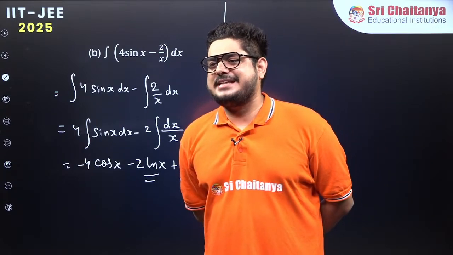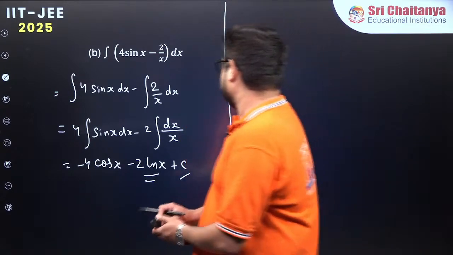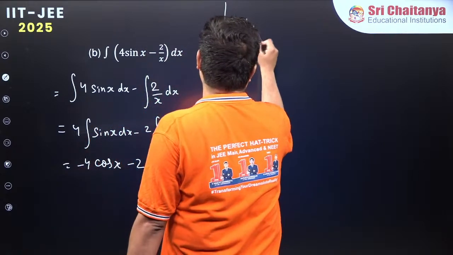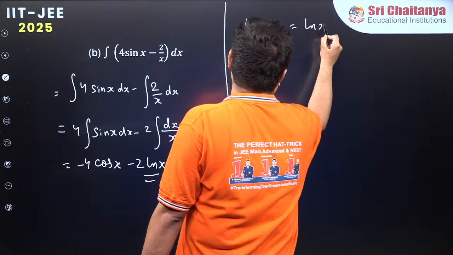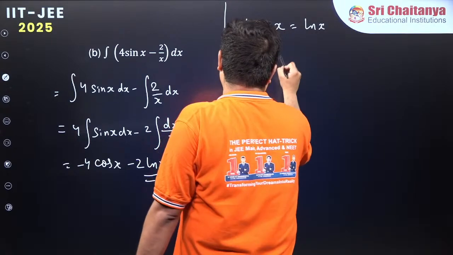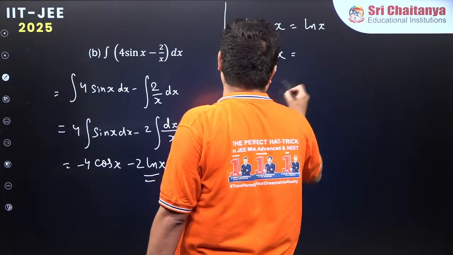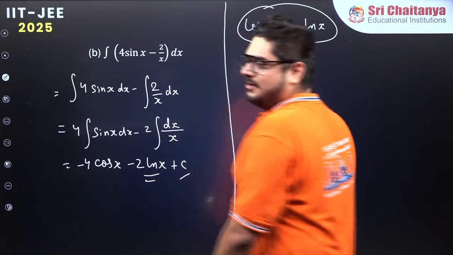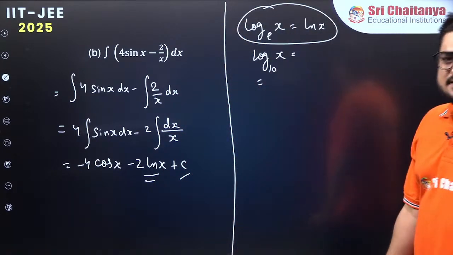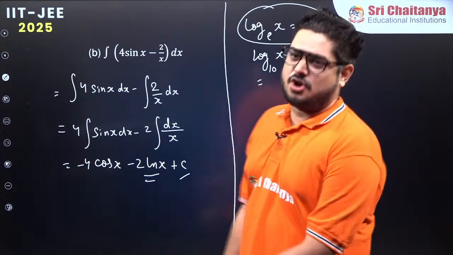Ln x is log base e, Punit. Log can have two bases. One is e, so that can be written as ln of x, and subsequently another base is there, which is 10. So obviously that's the reason we have to be specific. That's the reason I am writing it down as ln. Always remember this.